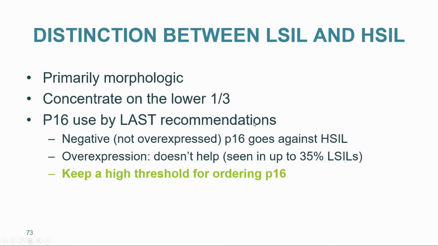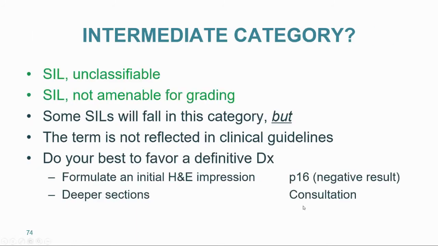And for that distinction, I really concentrate on the lower third, because high-grade lesions usually show more evident changes of nuclear atypia in the lower epithelial layers and the progressive loss of squamous maturation that I've mentioned before. Now, is there an intermediate category, or is there a group of lesions that we won't be able to reliably classify as low or high grade? And to me, the answer is yes.